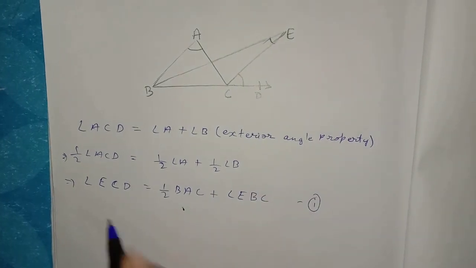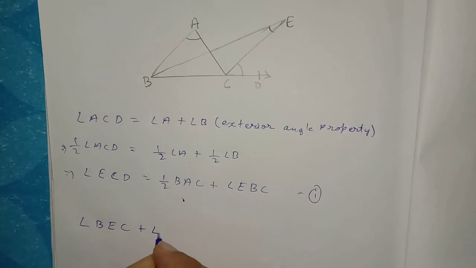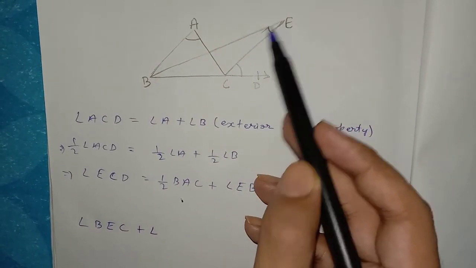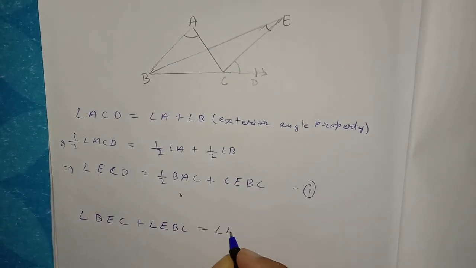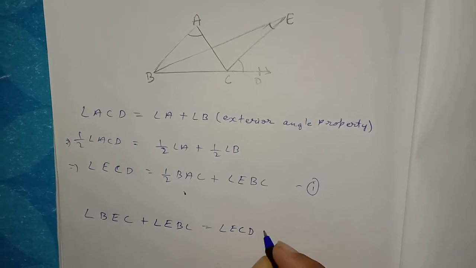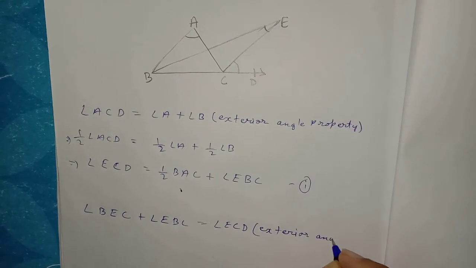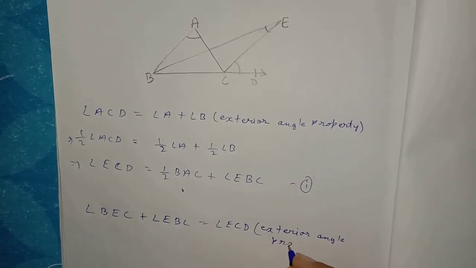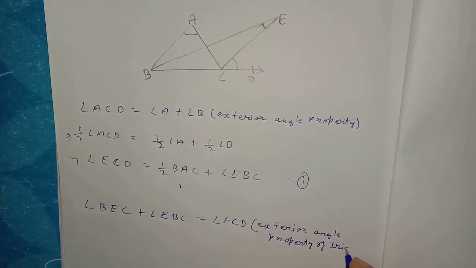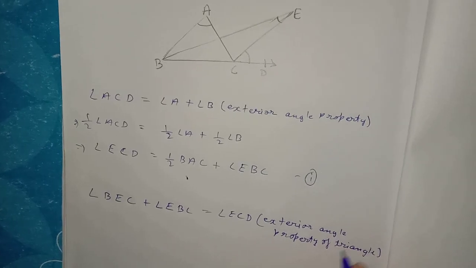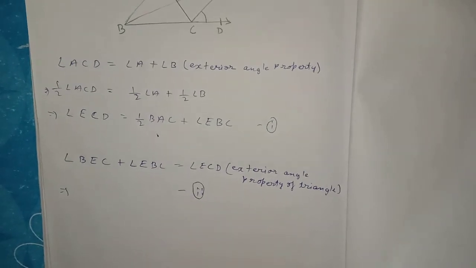ECD is also equal to angle BEC plus angle EBC, as exterior angle property of triangle. So here is our second equation.